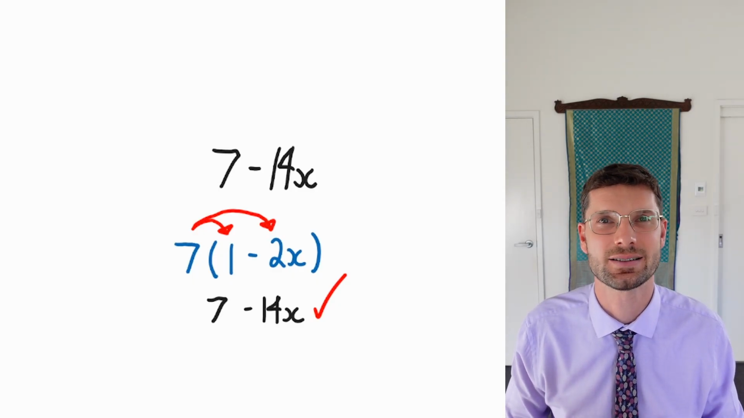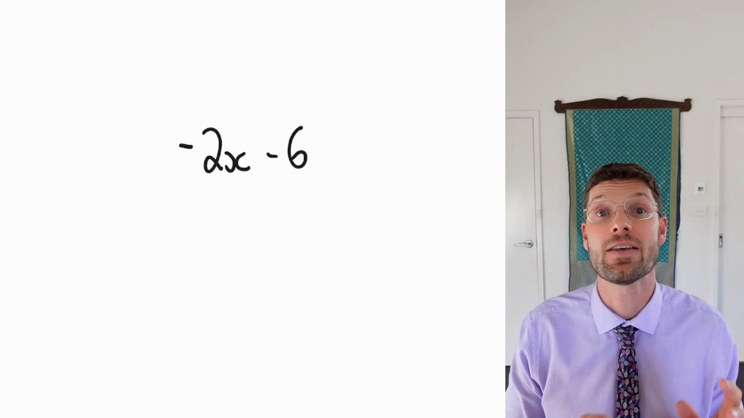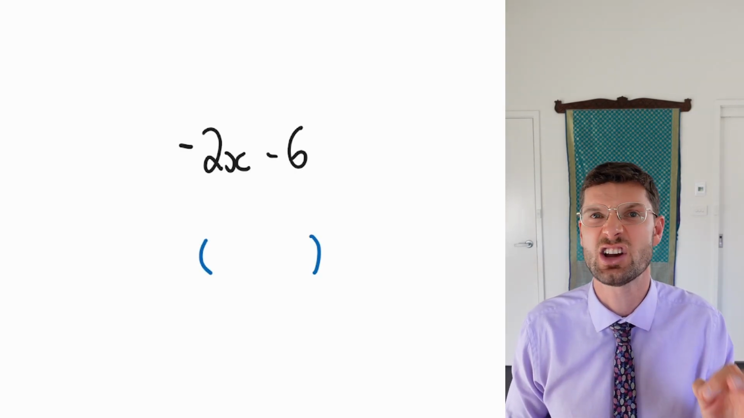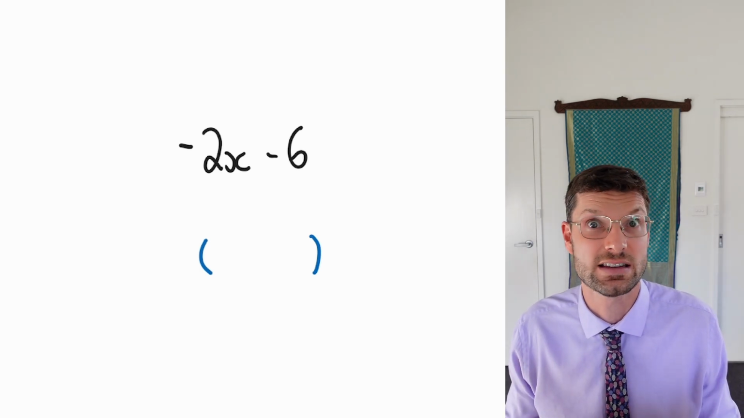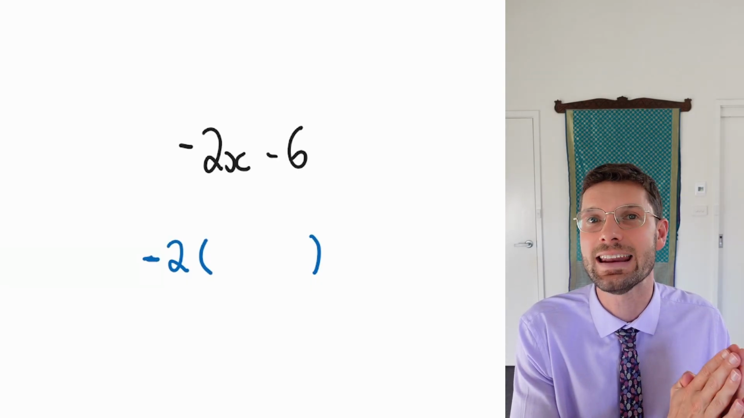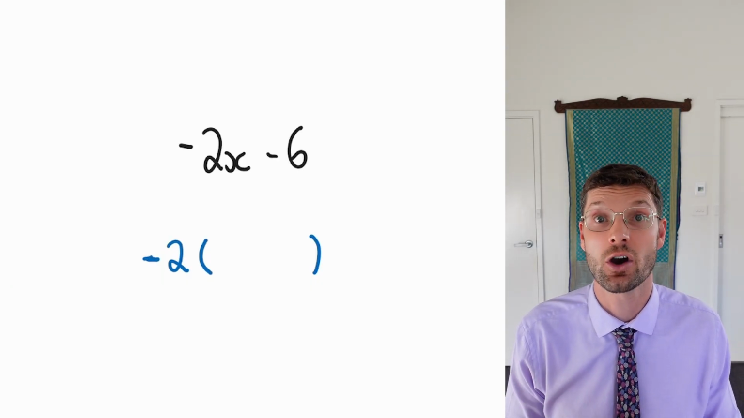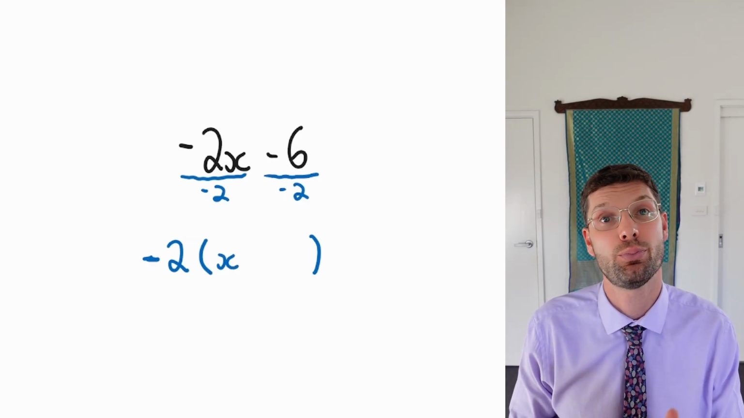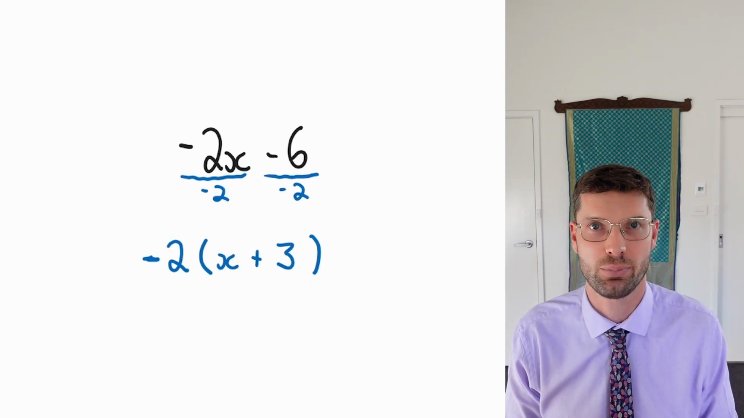So if we have two negatives, so negative 2x minus 6, we're going to take out the negative factor that goes into both of these things. So just look at the 2 and the 6 to start off. The highest common factor between those two is 2, but because both of them are negative, I'm going to remove negative 2 out the front. That's my highest common factor. So now I've got negative 2x divided by negative 2, which is just the x, and then plus 3, or negative 6 divided by negative 2 is just that plus 3.